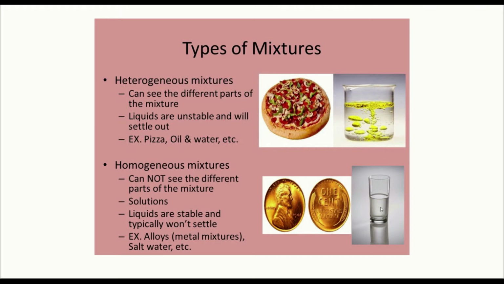Here, water has been added with sugar or salt and you cannot see it, you can just taste the water. So, it is a homogeneous mixture. You can taste from any part of the water and it still tastes the same. Liquids are stable and typically won't settle. Alloys are also homogeneous mixtures. A coin is made up of alloys, which are metal mixtures.